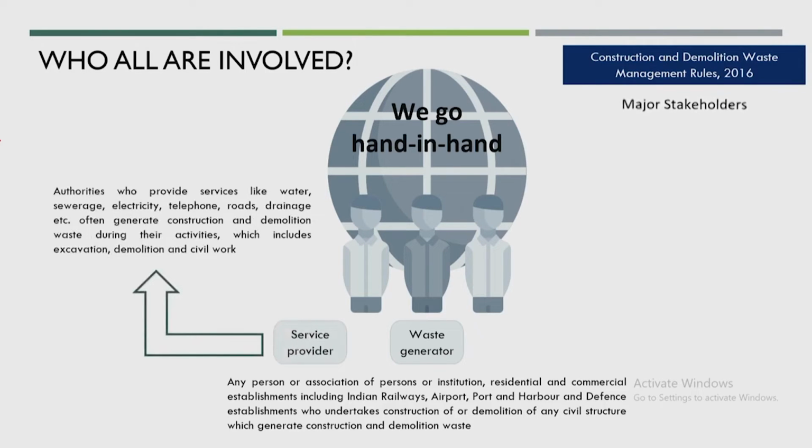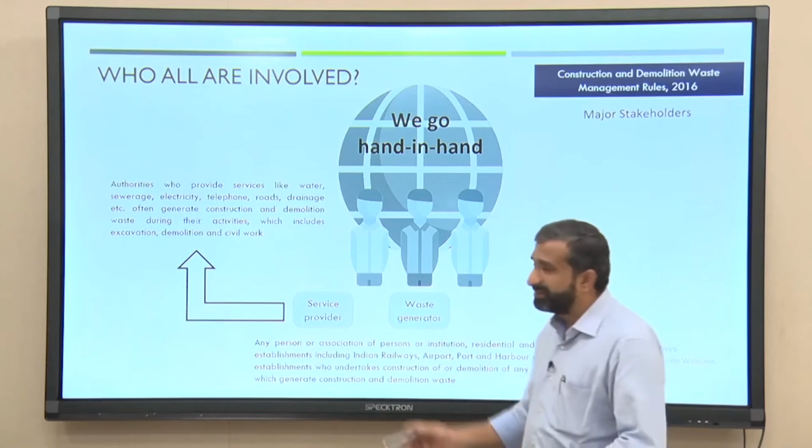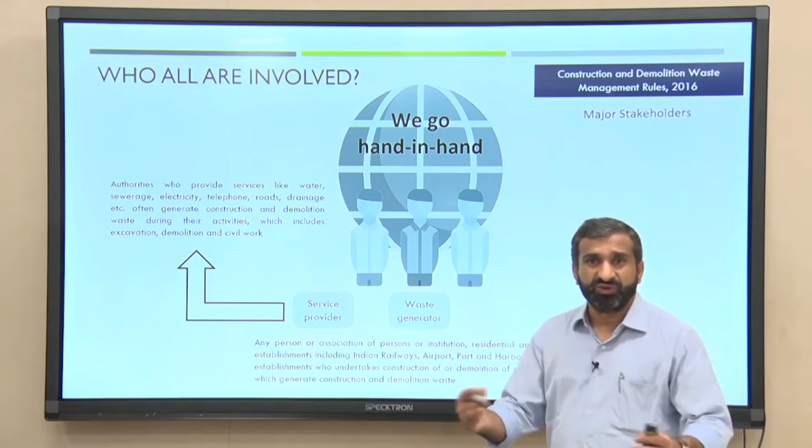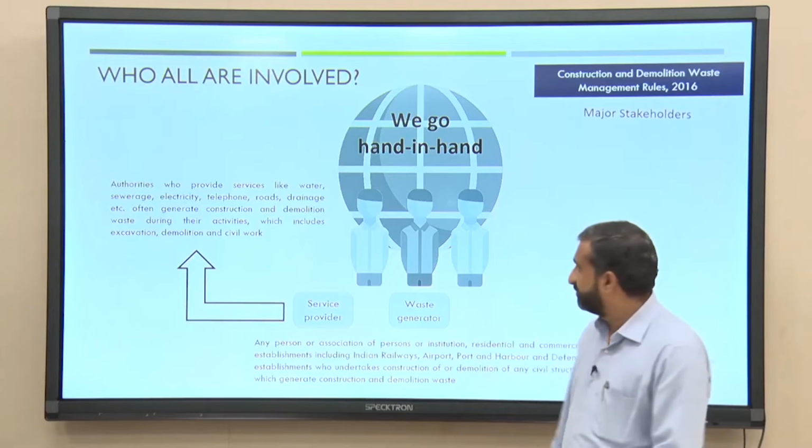Next is the service provider. The service provider means those authorities which provide services like water supply, sewer network, electrical, telephone, road, drainage. Those are the stakeholders.